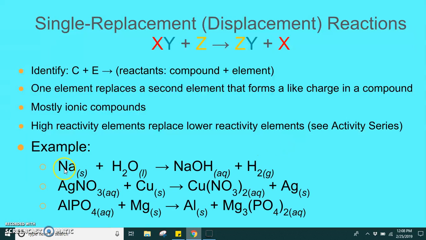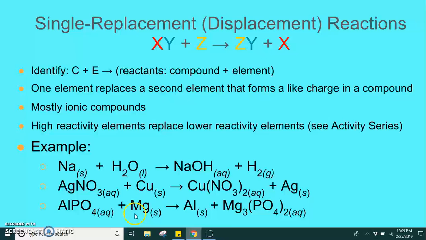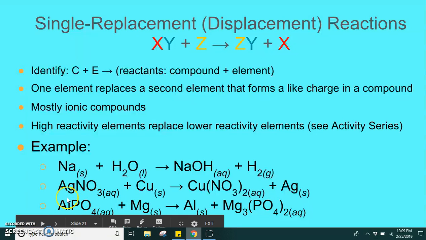In this first one, sodium reacting with water, sodium takes the place of one of the hydrogens, and hydrogen gets booted out by itself. Silver nitrate reacting with copper: copper is going to take the place of the silver, so copper now bonds with the nitrate and boots out the silver by itself. Magnesium is the single element. It's going to take the place of the metal, the aluminum, and boots aluminum out by itself, and now it bonds with the phosphate.